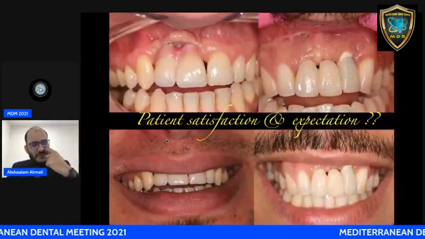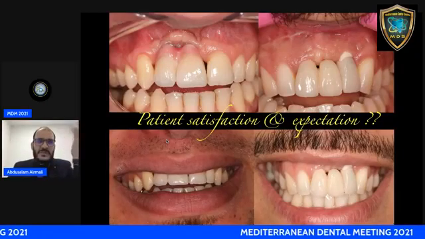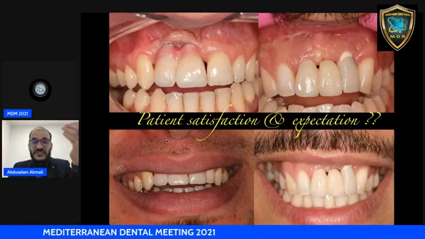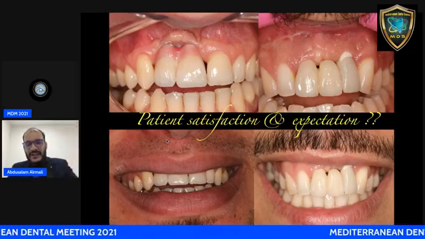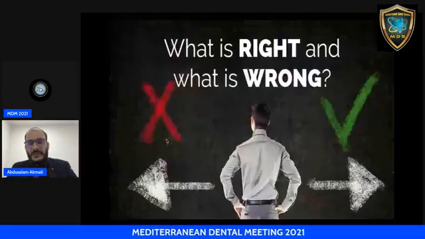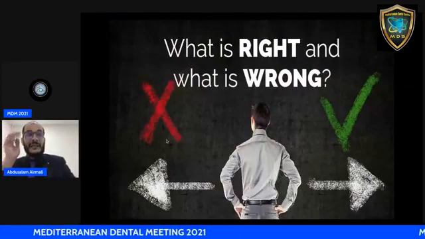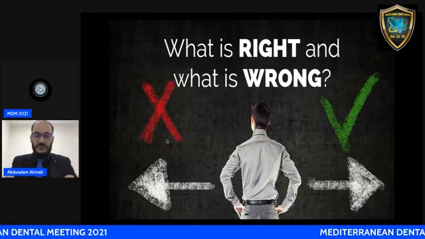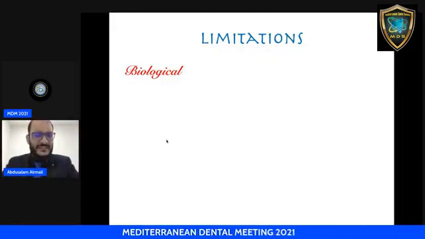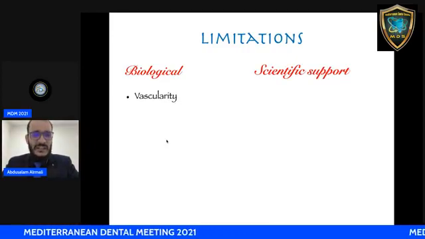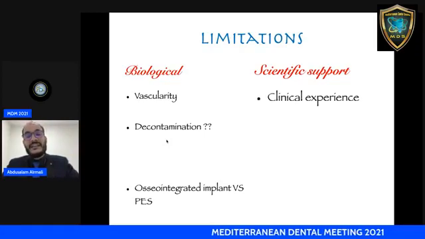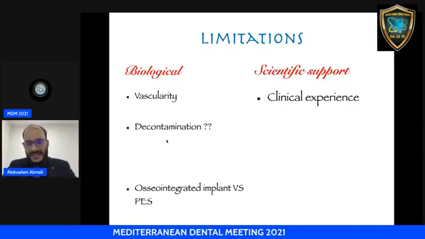Okay, the final point, you have to consider the patient's expectation and satisfaction, because some patients with a low smile line can accept this pink porcelain, while other patients with a high smile line will not accept this final result. So in some cases, implant removal becomes indicated, and there is no right and wrong when we're going to manage such cases, because there are many limitations in the literature. One of them is biological limitation, as I said: the vascularity, the decontamination, and is it an osseointegrated implant or not? And the scientific support is based mainly on clinical experience.